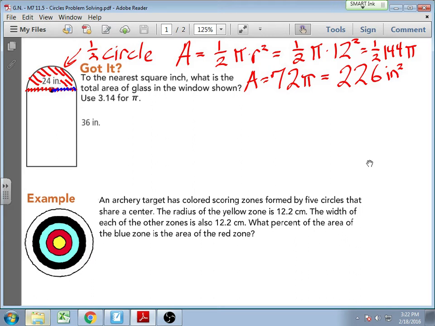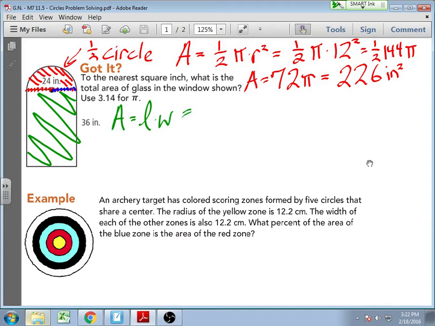So now we need to deal with the rest of my window. So when I go to deal with the rest of this window, what shape is that? It's a rectangle. How do I find the area of a rectangle? Length times width. So, Alex, when you look at this rectangle, what's the length and what's the width? The width is 36, and then the length is 24. It doesn't actually matter which we call which.